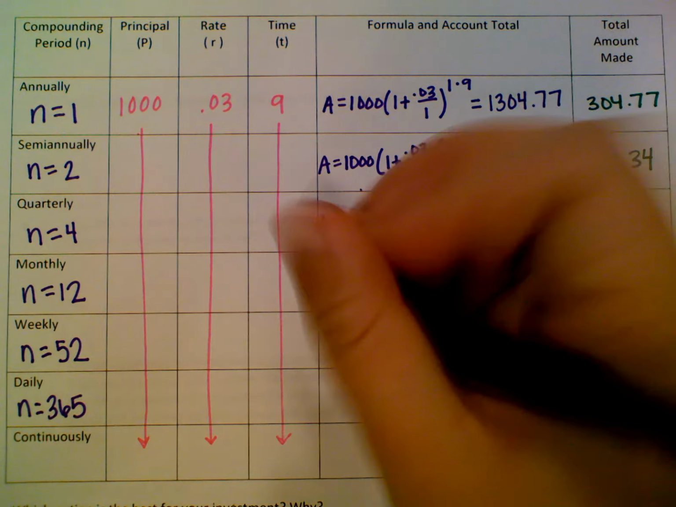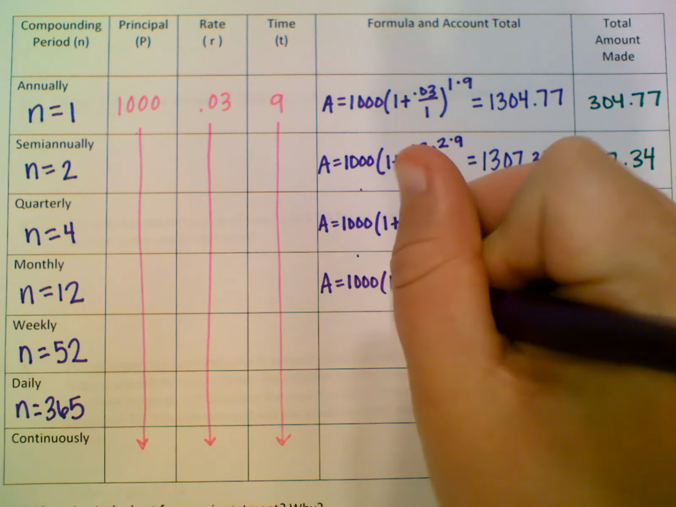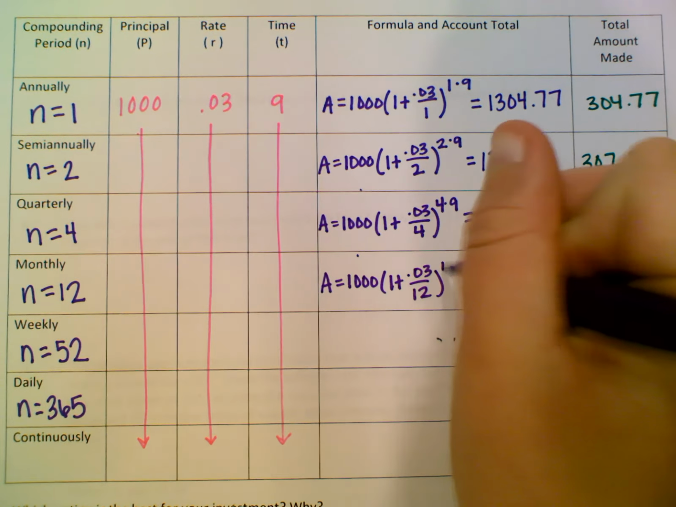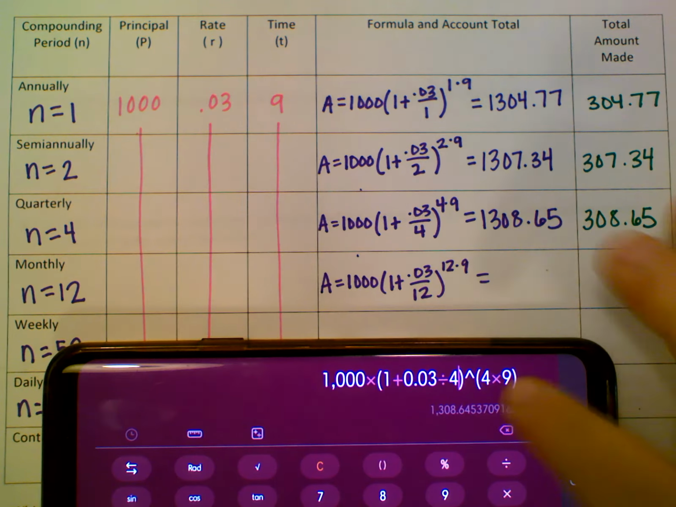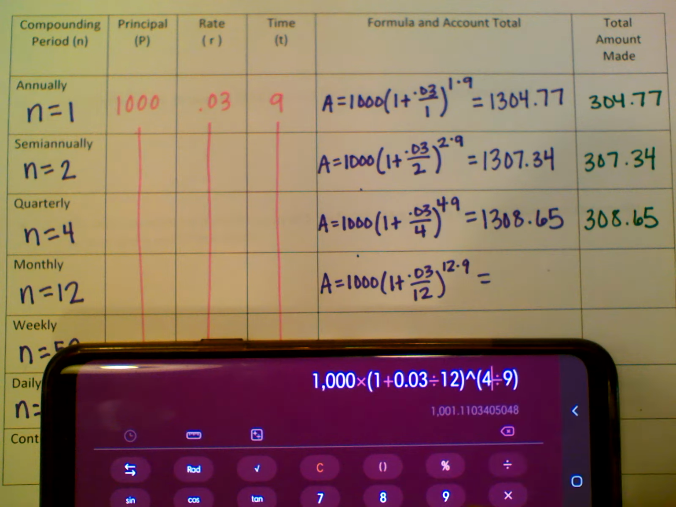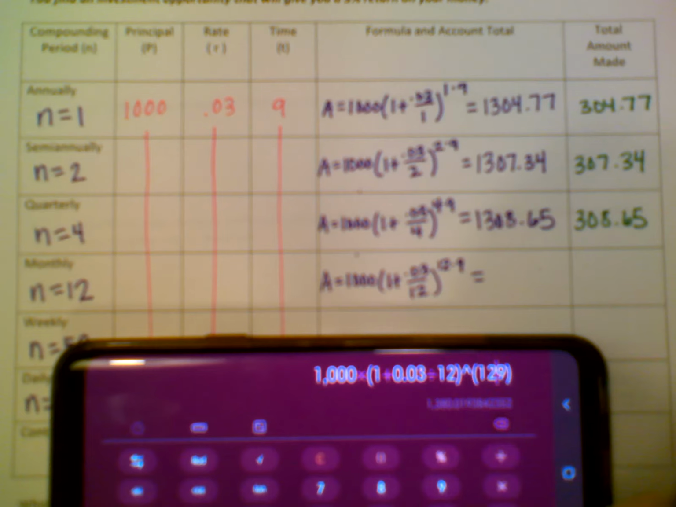All right, so monthly would be 1,000 1 plus 0.03 over 12 to the 12 times 9. So back to the handy calculator. We're going to change that to 12 and change that one to 12 as well.